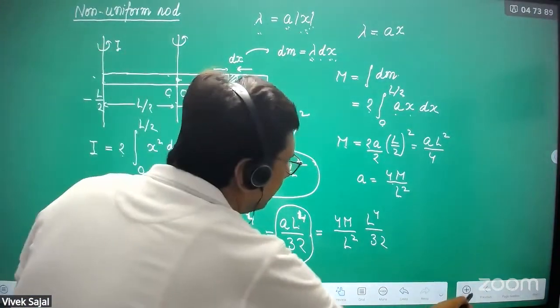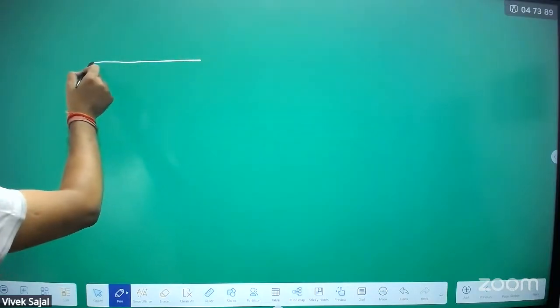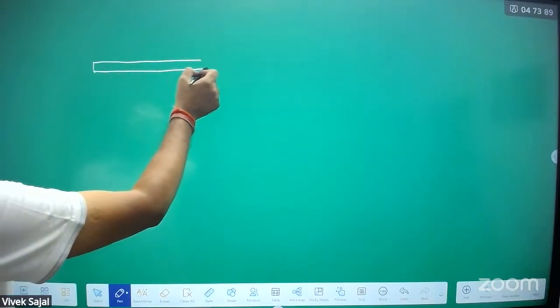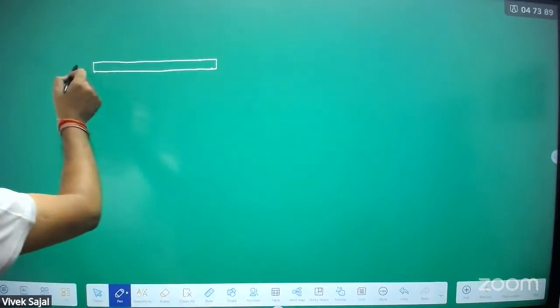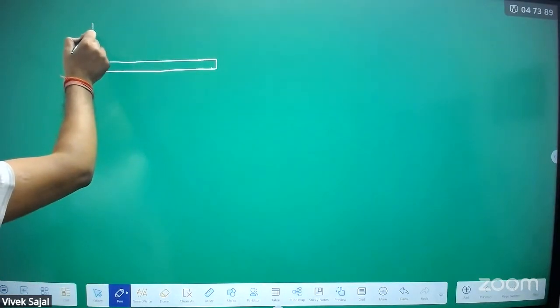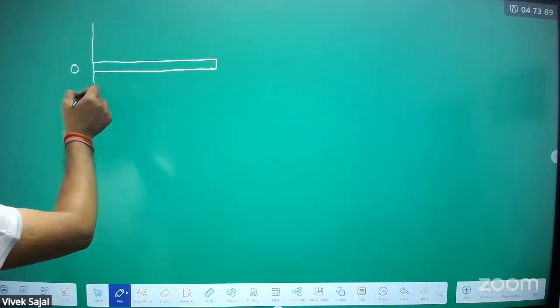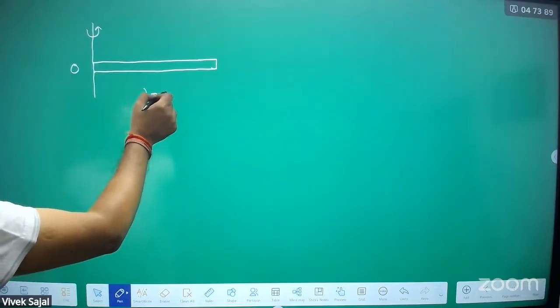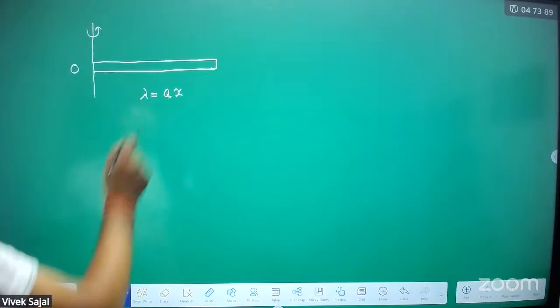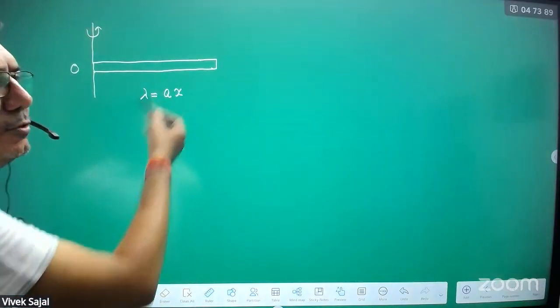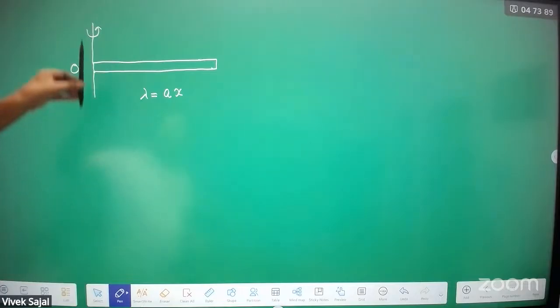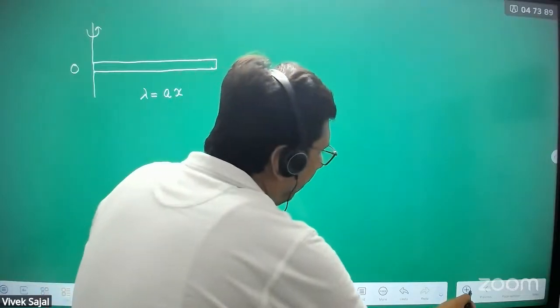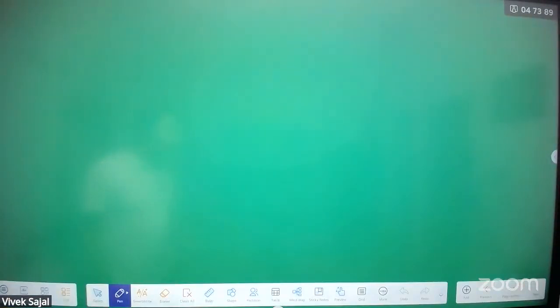I can show you. If you want this type of problem, then you can consider a rod like this. Consider this point as the origin. And this is the axis about which you want to find out. And lambda is suppose ax, or ax cube if you want. So directly you can find out with respect to this. Got it? You can directly find out. This is for the non-uniform rod.